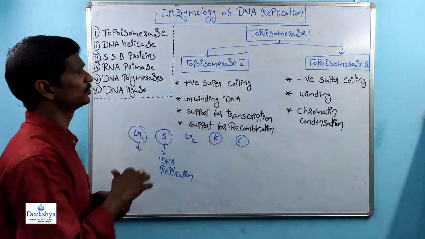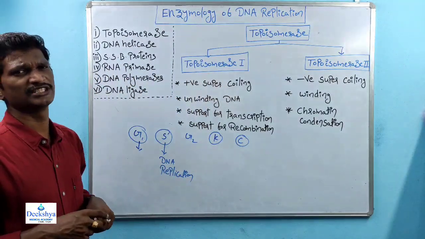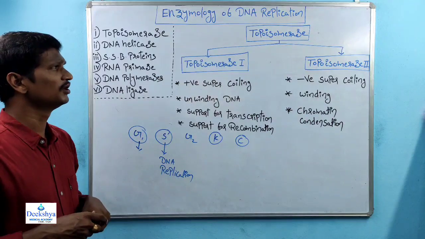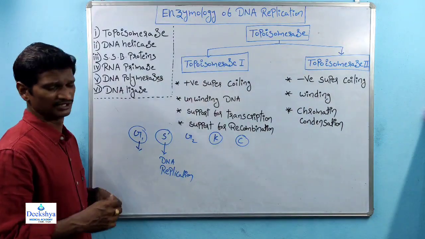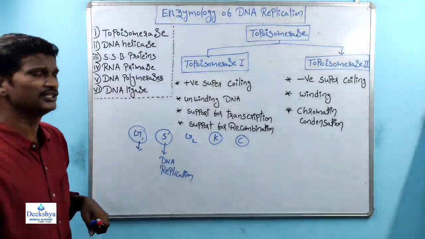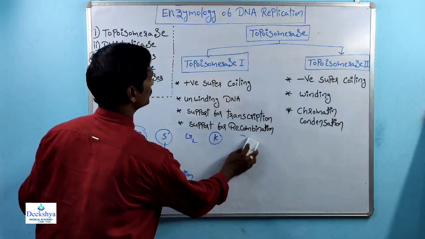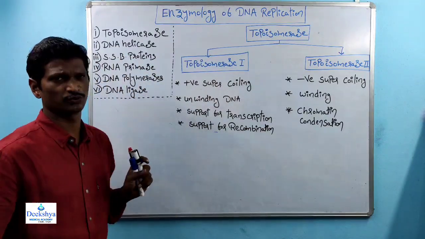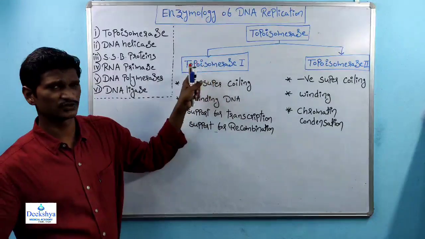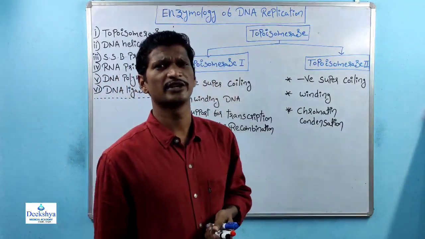Two types of topoisomerase enzymes are there, classified based on function. The very first one is topoisomerase 1 and the next one is topoisomerase 2.